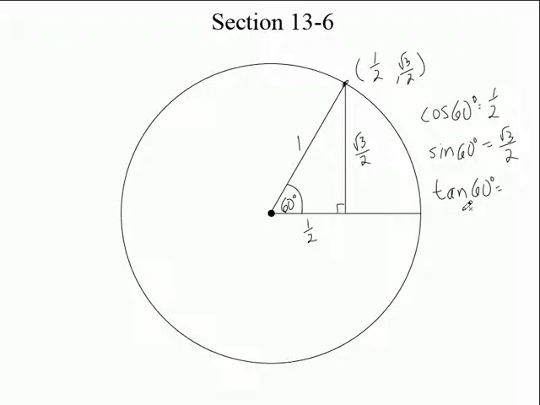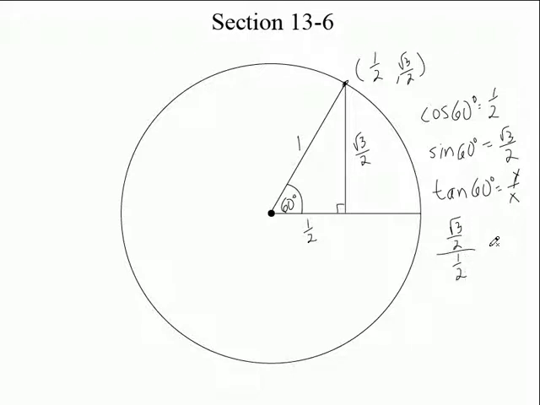Look at the tangent of 60. The tangent of 60, we have to do a little bit of work on this, okay? But let's figure out how. It's really not that hard. It's y over x. So y is the square root of 3 over 2 over x, which is a half.